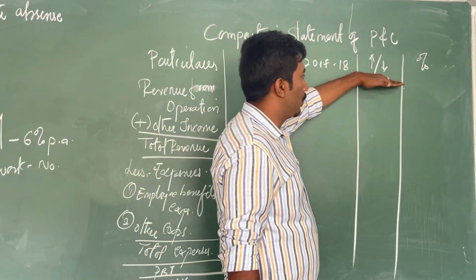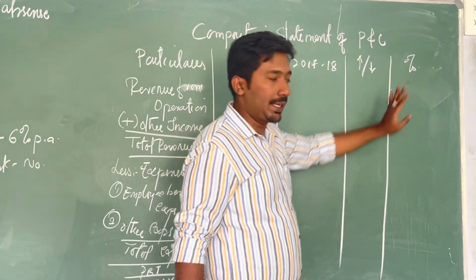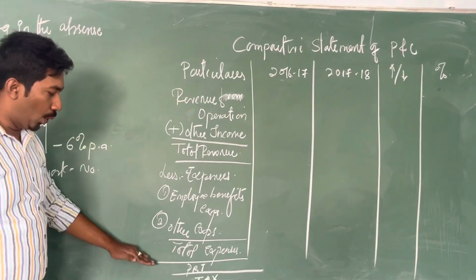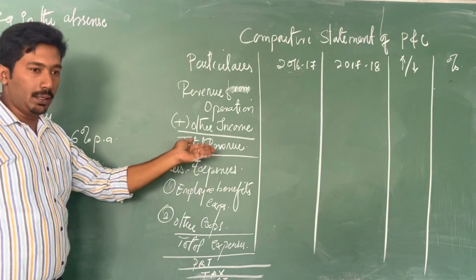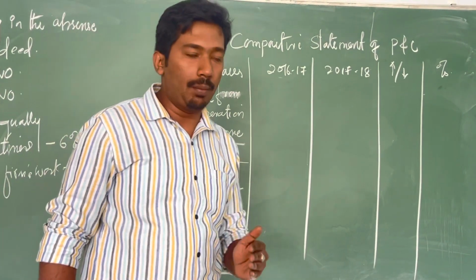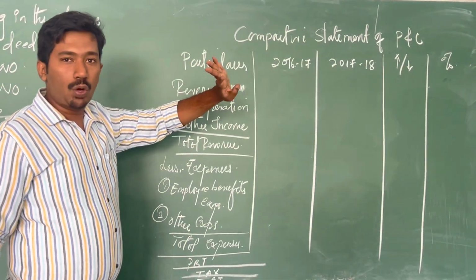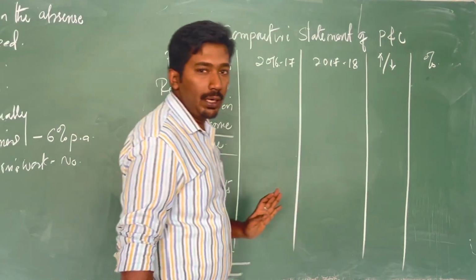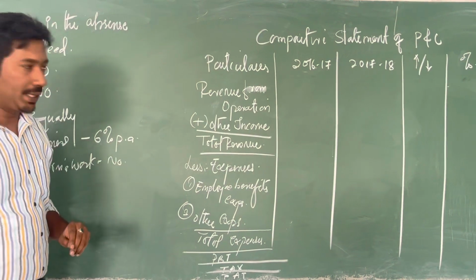Then the fourth column is increase or decrease, and the third is percentage. So this format you can follow for comparative as well as for common size. Both the balance sheet format as well as the profit and loss format you can copy for comparative as well as common size, but the only thing is the way of calculation will differ when you compare this to a particular analysis.